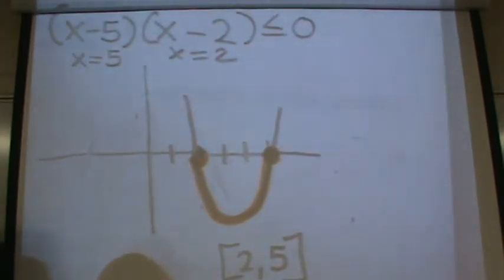Got it? Okay, I'm gonna do one more homework problem, 53. This wasn't bad at all. This is the hardest one. 53 on the back.